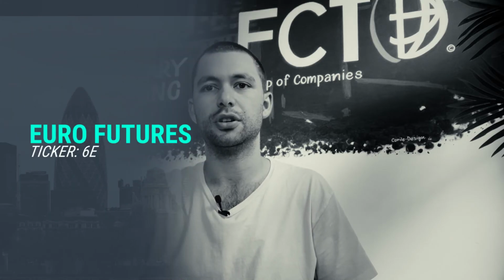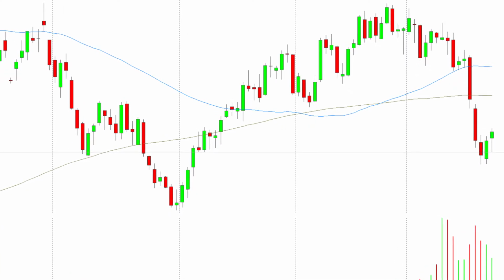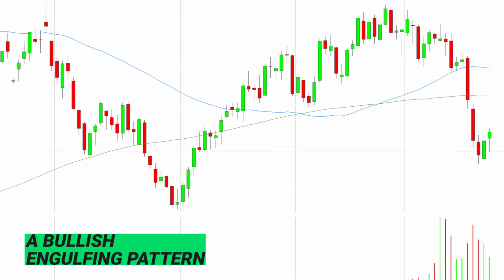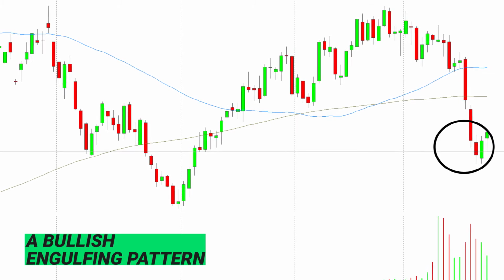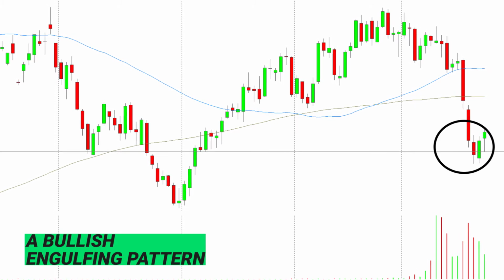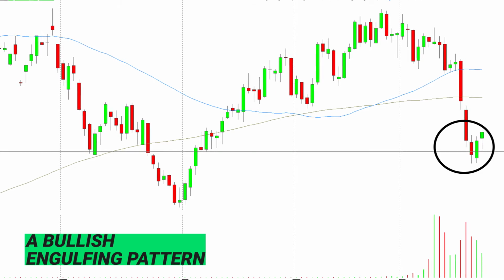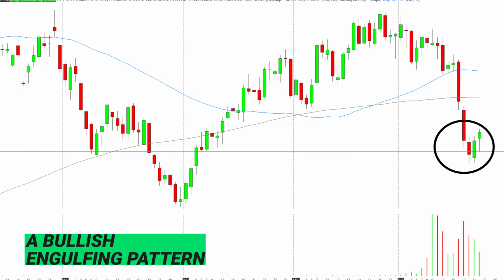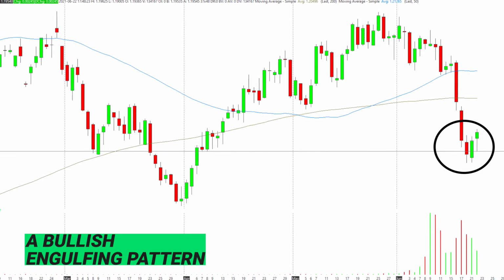The next example is the euro versus the US dollar. Now, these futures have been coming off really aggressively for the last 2 days. Then the day before, the market made a smaller move downwards. And then yesterday, this was totally engulfed again in a bullish engulfing pattern.